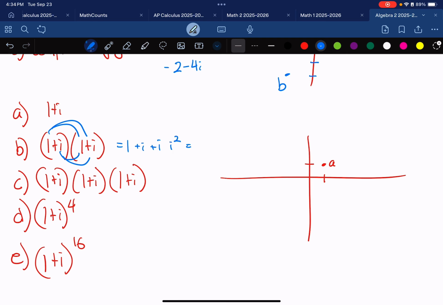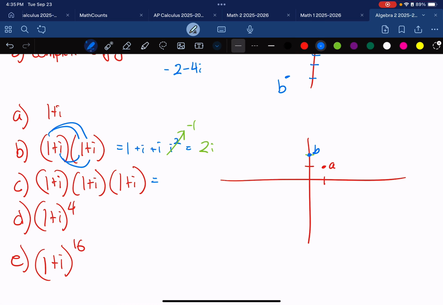If I add all of these together, notice my i squared, by the way, is a negative 1. My negative 1 and my positive 1 cancel each other out. I'm left with just i plus i, which is 2i. So my next point up here is going to be point B, which is at 2i. Then I'm going to do that same thing again. I already know that these two multiply to 2i. So I can instead replace this as what is 2i times the quantity of 1 plus i. And then from here I can distribute. 2i times 1 is 2i. And then 2i times i is 2i squared.